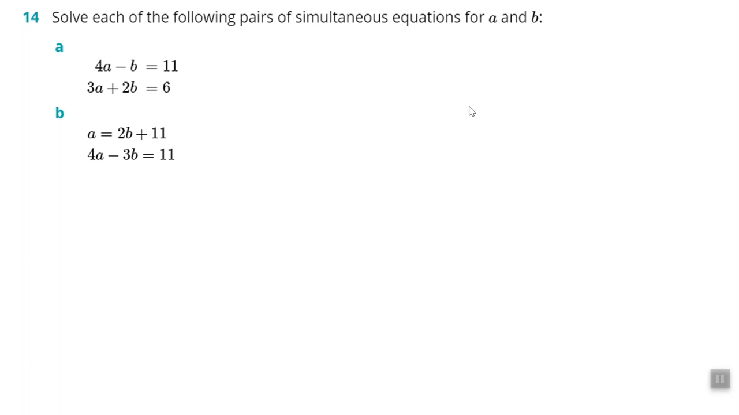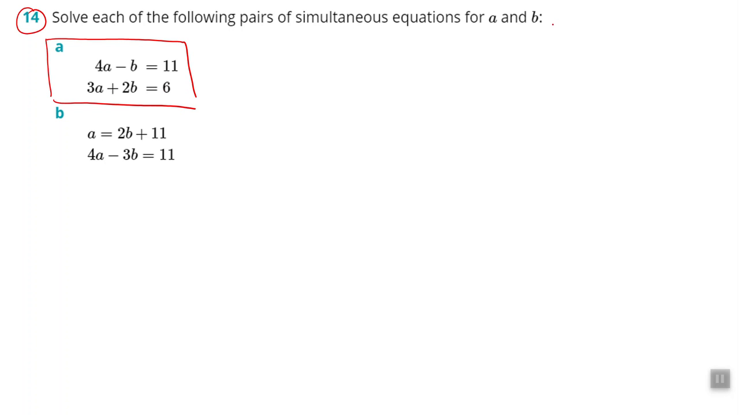This is for Year 11 methods. We're going to look at question 14 from the tech free section of the chapter 1 review. Now, we're asked to solve a pair of simultaneous equations for A and B. So we're going to look at 14a as an example.